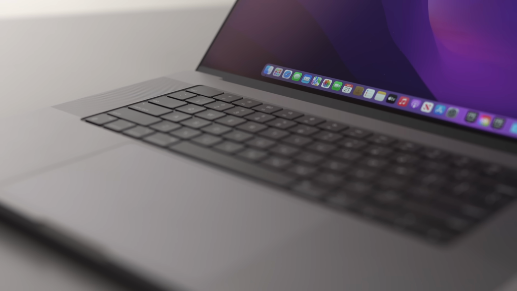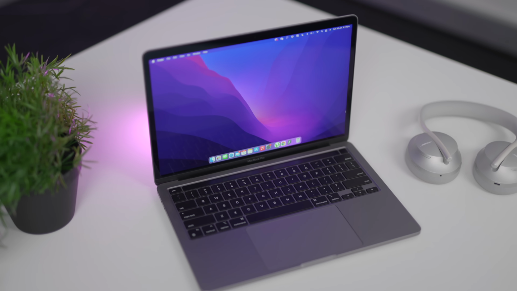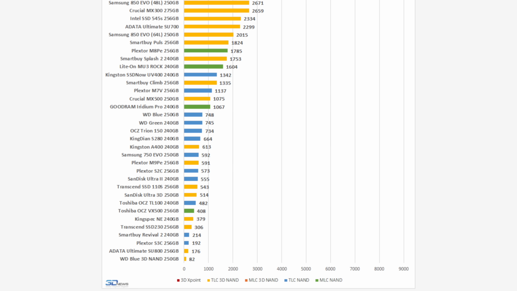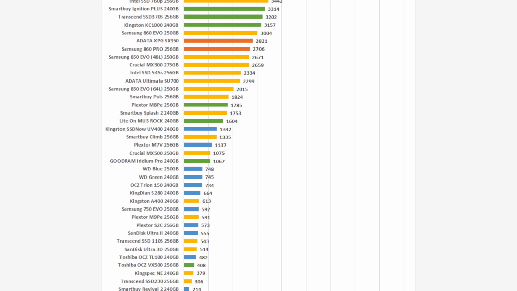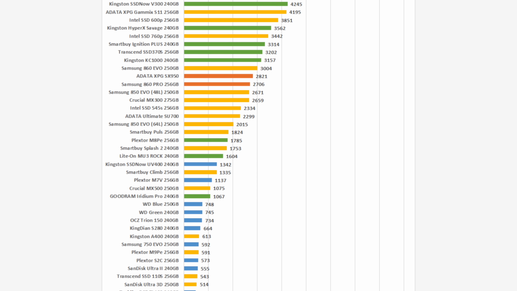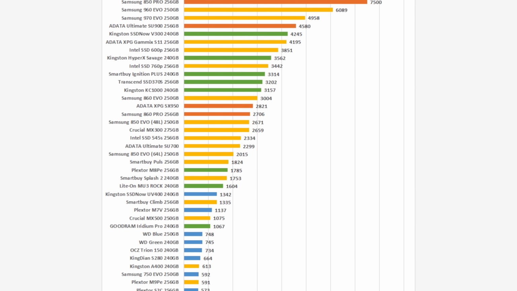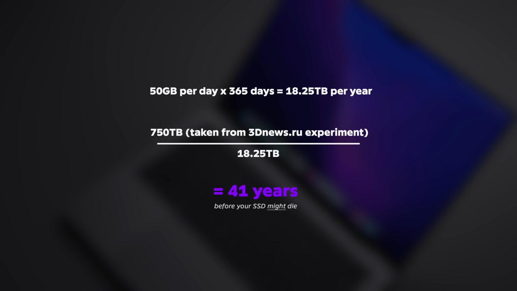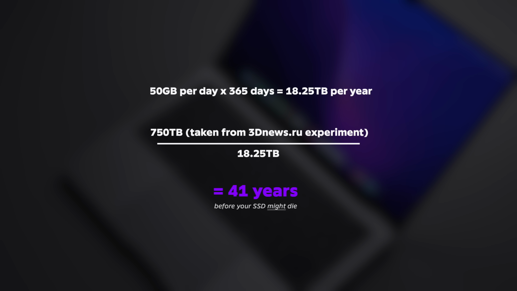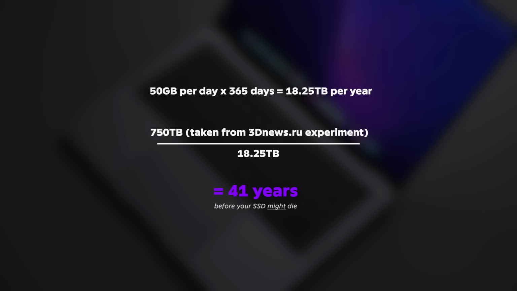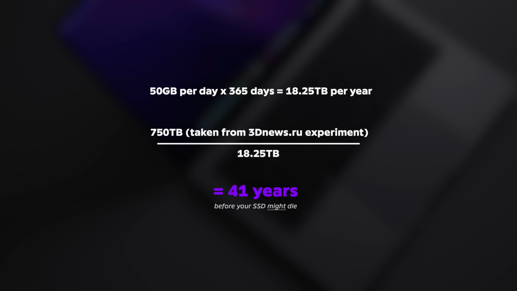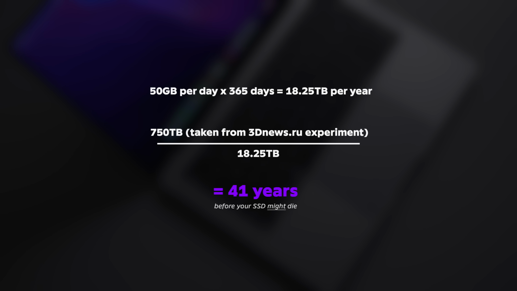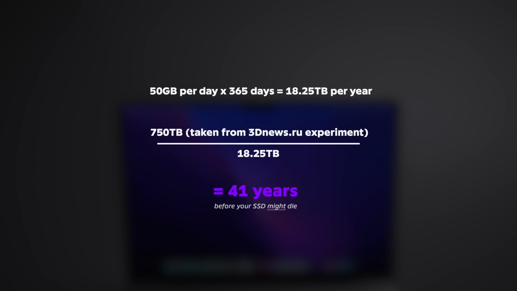But don't forget, just because you hit that 150 terabyte rating, that doesn't mean that's the end of your drive. Remember that 3D News experiment on 50 different 256 gigabyte SSDs, where almost all drives exceeded that 150 TBW rating by a factor of at least 5 before failing? So let's recalculate. That's 50 gigabytes a day, every day, for exactly 41 years until your drive will potentially die. That is, if both your computer and you are still alive in 41 years' time.